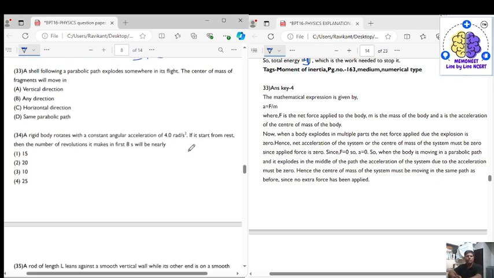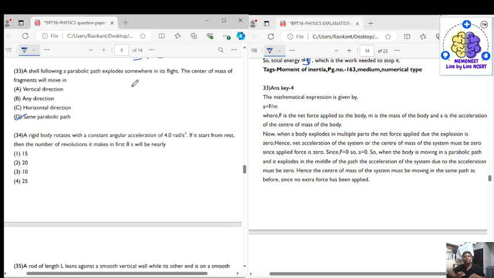Question number 33 says that a shell following a parabolic path explodes somewhere in its flight. The center of mass of the fragments will move in a parabolic path, that is, in the vertical direction and the horizontal direction, the same parabolic path. Option D. Why? Because there is no external force acting on the shell.